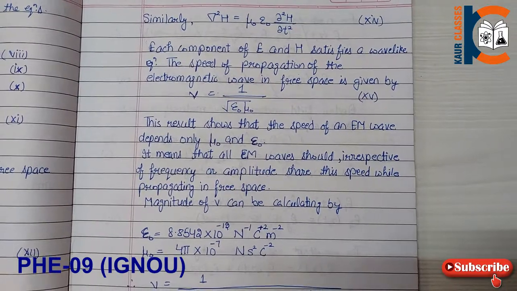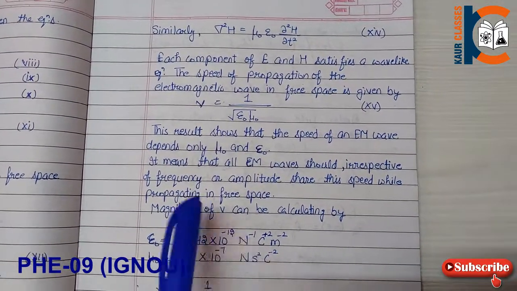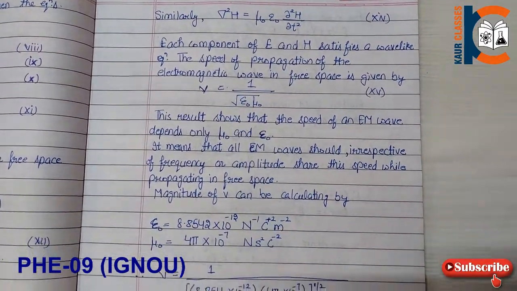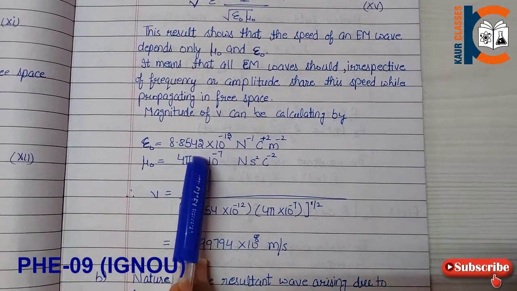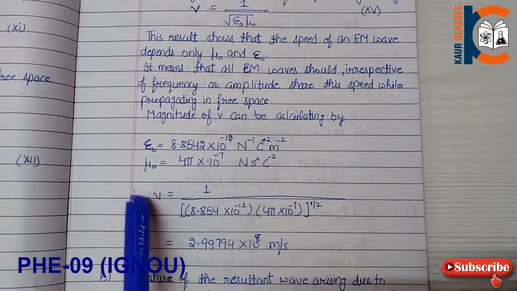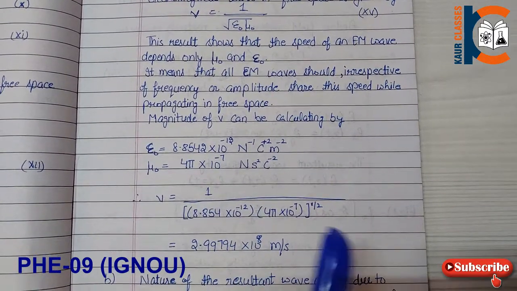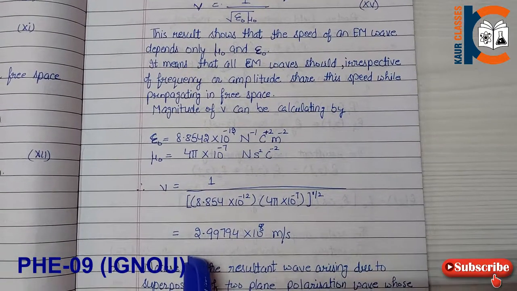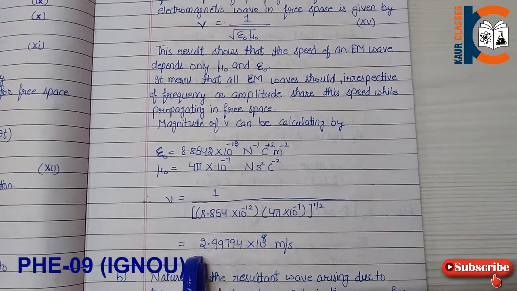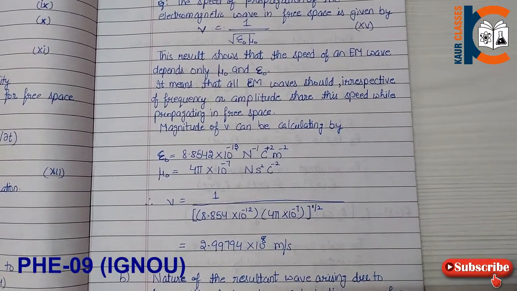So we can find out the velocity of light by using the formula 1 upon root of epsilon naught mu naught. We have epsilon naught value 8.8542 times 10 raised to the power minus 12, and mu naught 4 pi times 10 raised to the power minus 7. Putting these values and numerically finding the approximate value 2.99, we can approximately write it as 3.0 times 10 to the power 8 meter per second, which is the speed of light.